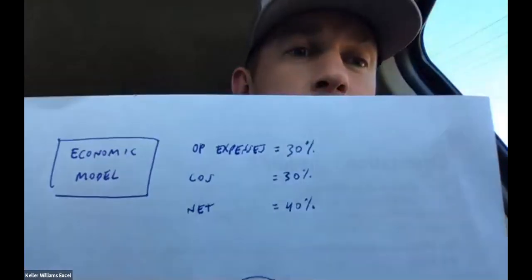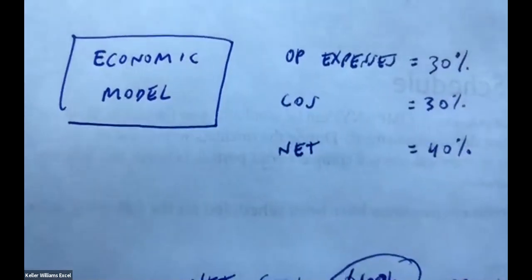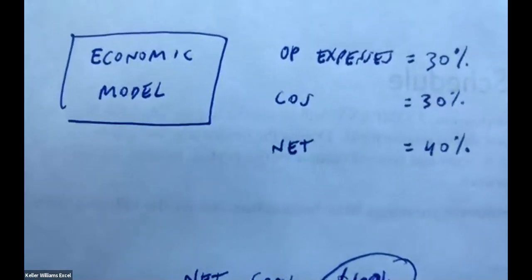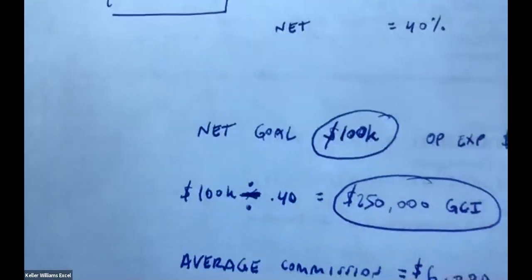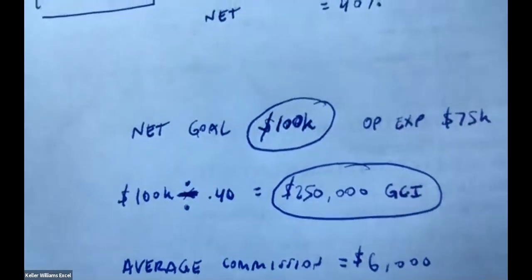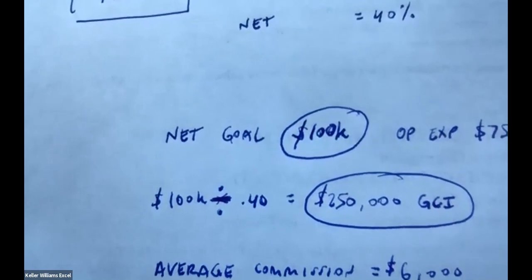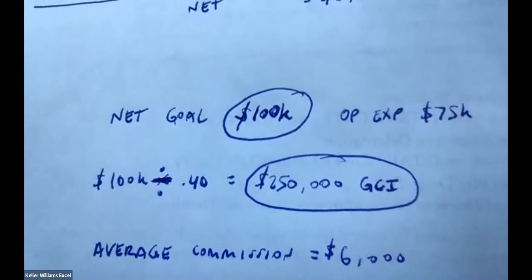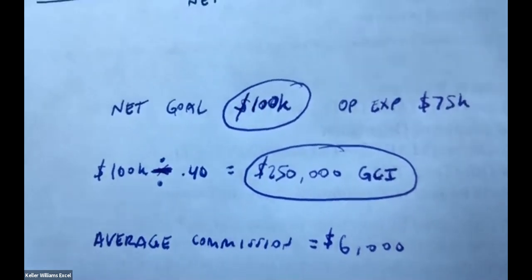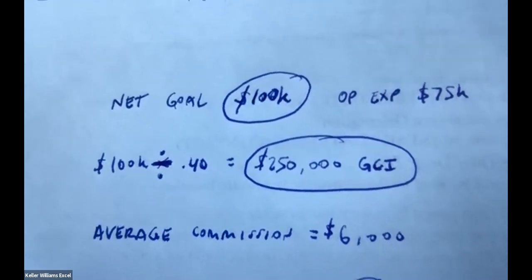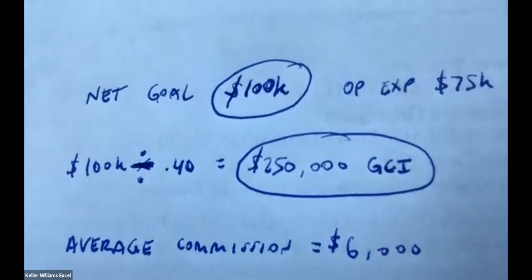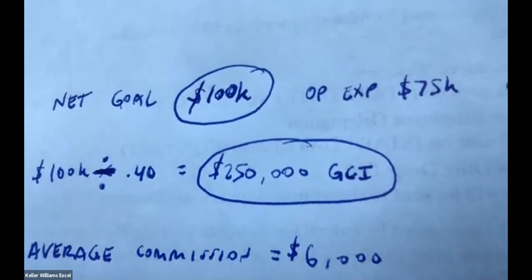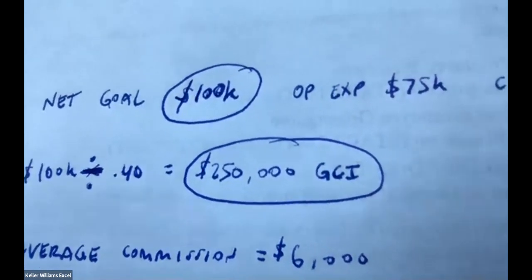We're gonna run through this, and again, excuse my crappy writing and the archaic way of presenting this, but dwell with me here. So this is the economic model that we're gonna run through. Up here, we're just gonna take the calculation that we want to make $100,000 next year. We want to net $100,000. So if I want to net $100,000, I take 100 divided by 0.4, and that equals $250,000 GCI. So 40%, which is my net, of 250,000 would be 100,000.